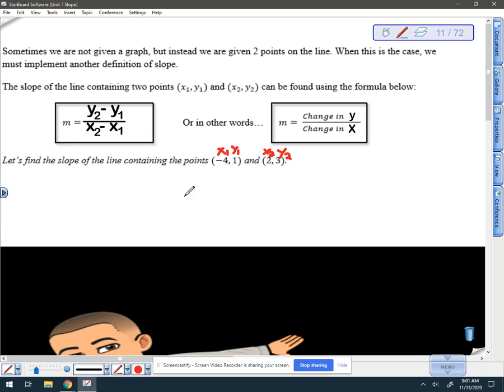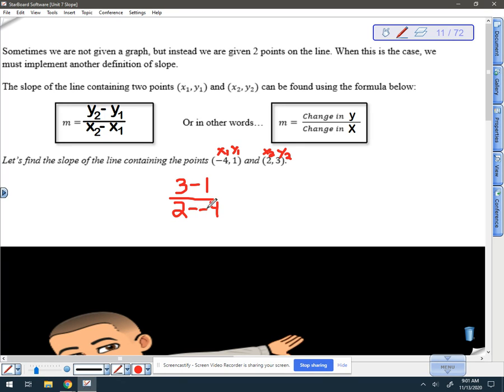All right, so real simple. Formula says take your second y minus your first y. So the y from the second point is 3 minus, what's the y in our first point? It's 1. So 3 minus 1 over, take the x from the second point. So here's our second point. Take the x, which is 2, minus our x from our first point. Our x from our first point is -4, so minus a -4.